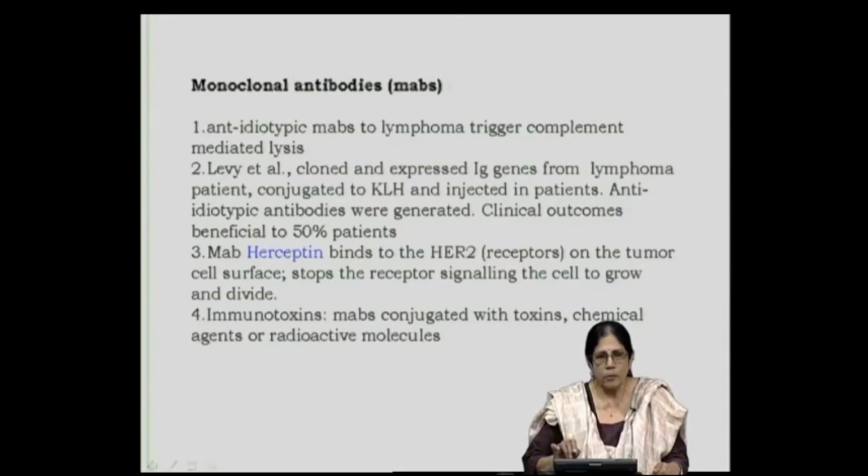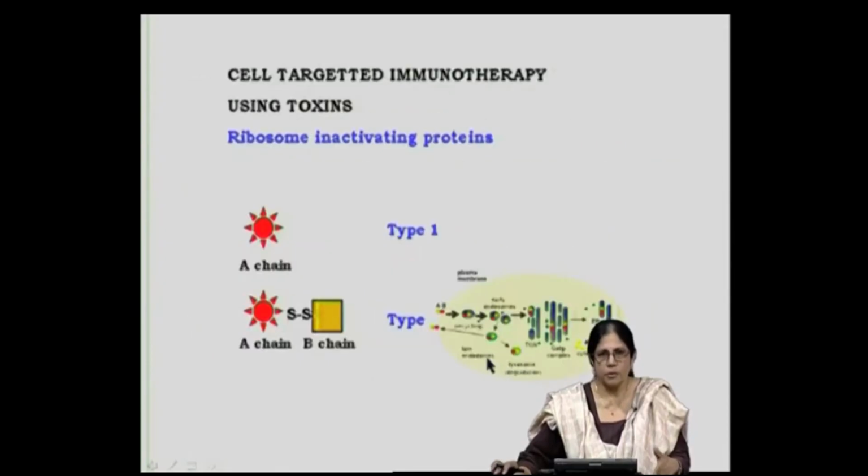Chemical agents, why? Because if you just inject chemotherapeutic agents, I have already told you that these are going to affect also the normal cells, those that are rapidly growing, for example, the cells of the bone marrow. Instead, suppose this chemical reagent is conjugated to the antibody, then the antibody delivers specifically the therapeutic agent. Antibodies can also be conjugated to radioactive molecules, so that there is specific delivery.